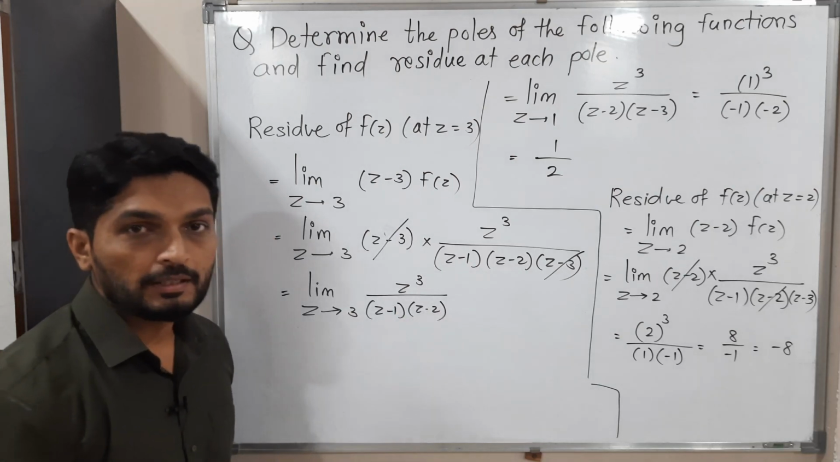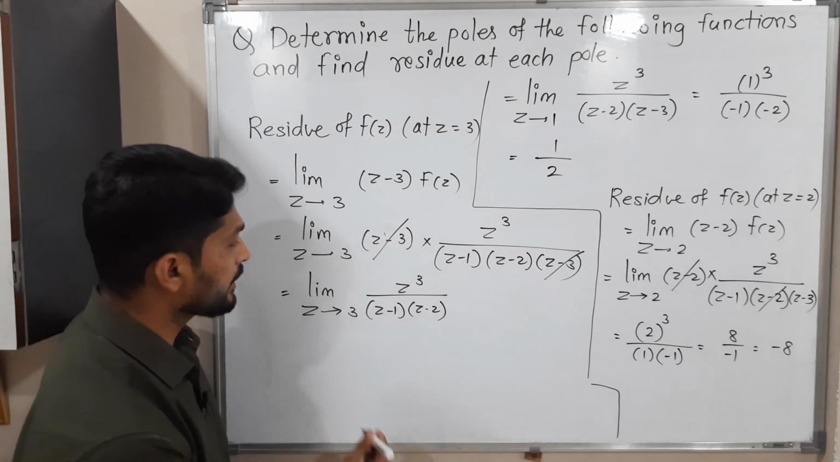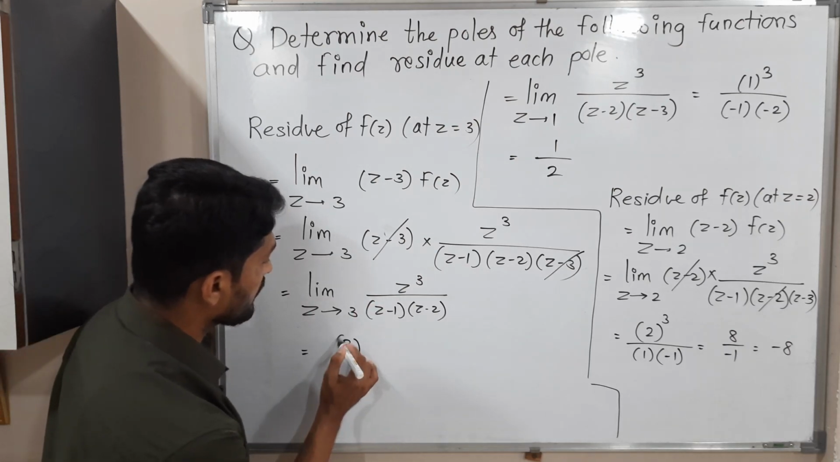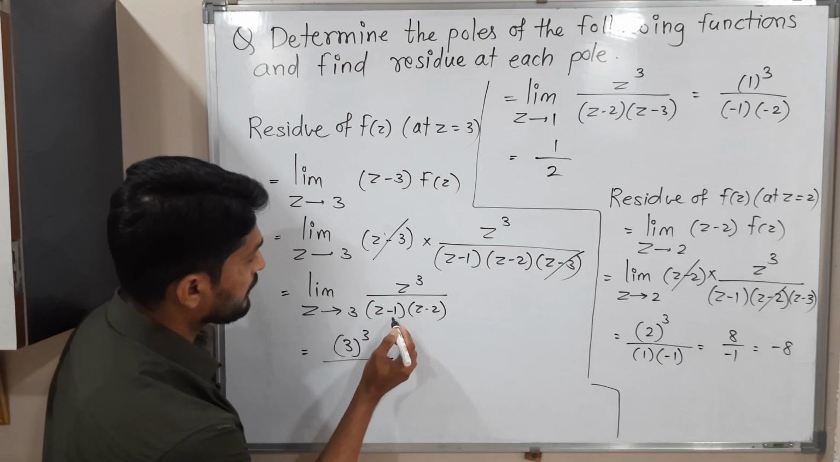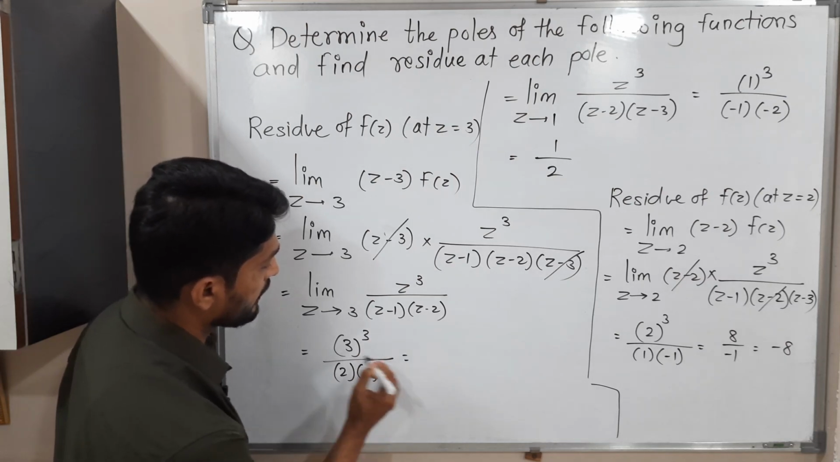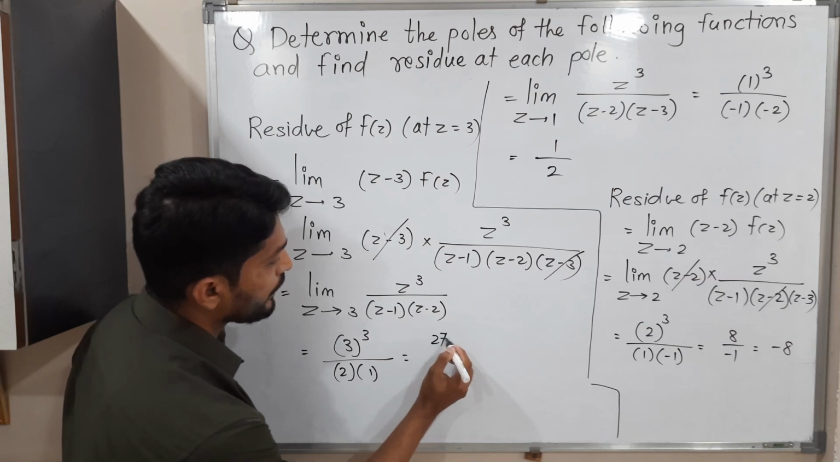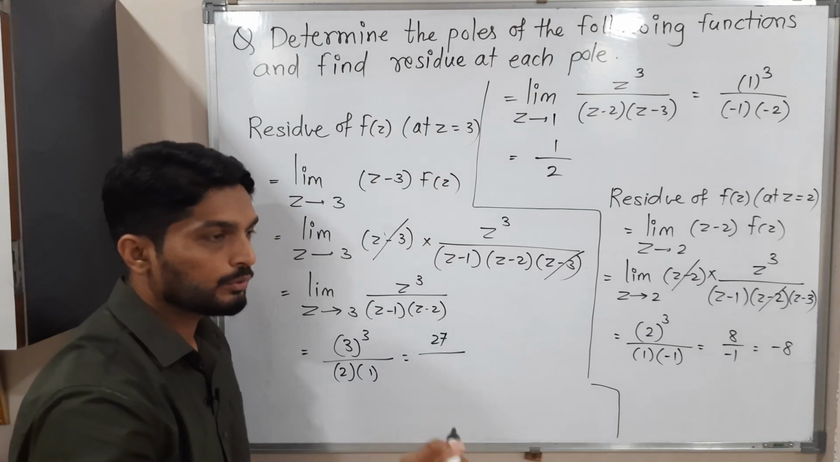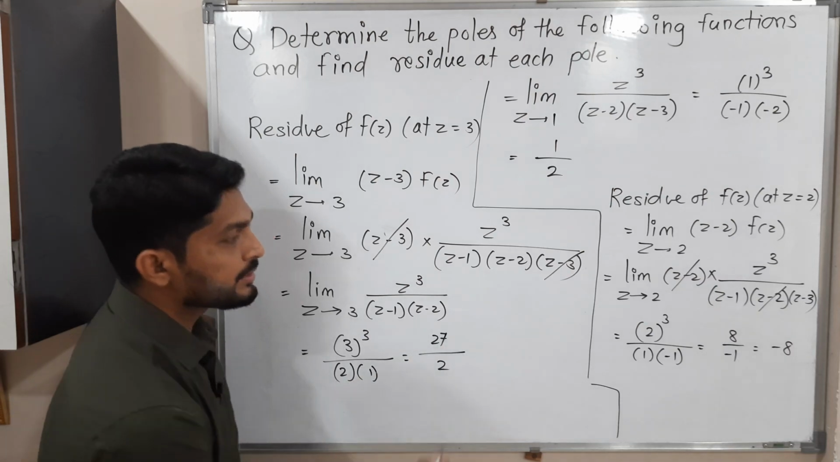Let us apply the limit. That means simply we have to put z is equal to 3 everywhere. This is 3 cube. 3 minus 1, 2 in first bracket. 3 minus 2, 1 in second bracket. 3 cube is 27, am I right? 3 into 3 into 3. 2 into 1, 2. So this is the required residue.